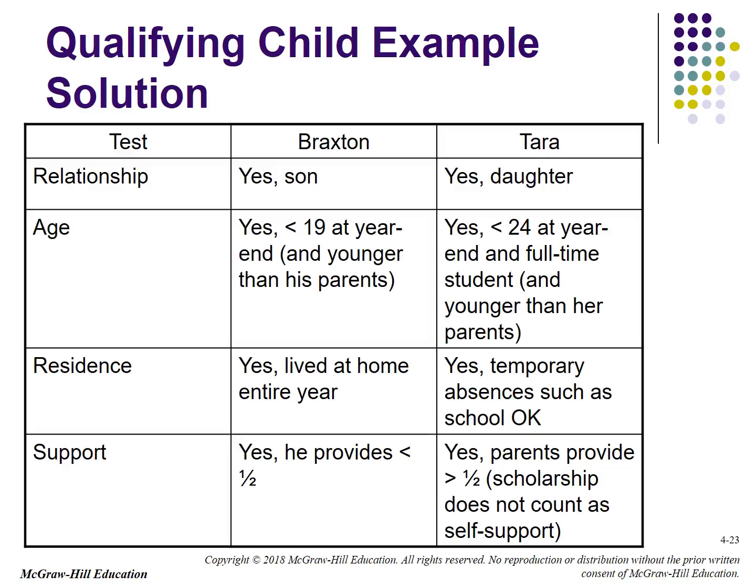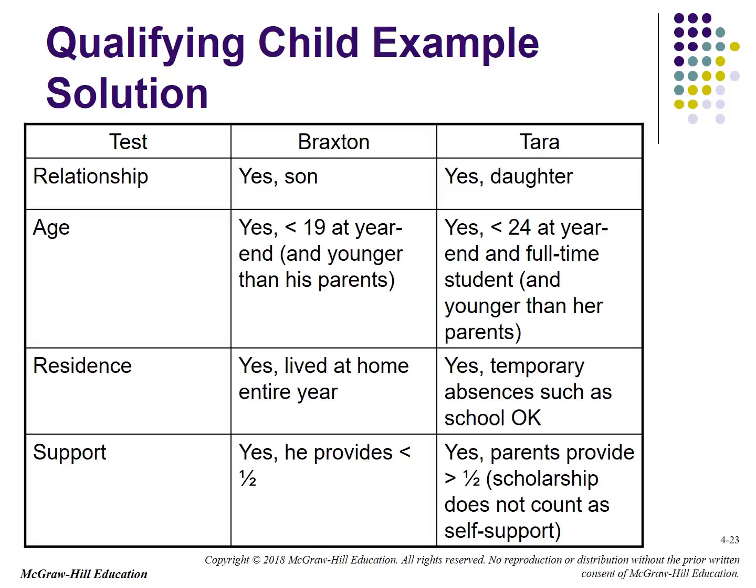Now for a qualifying child. Relationship. Is Braxton meeting the relationship test? Yes, he is their son. Age test. Is Braxton less than 19? Yes, he's 12. Residence. Did Braxton live with them for more than half the year? Yes, he lived there the entire year. Support. Did Braxton provide more than half of his own support? No. So he meets this test. So Braxton is their dependency exemption on their tax return.